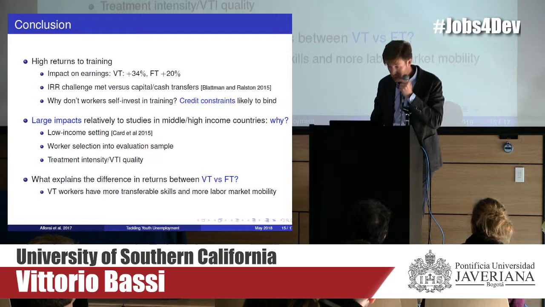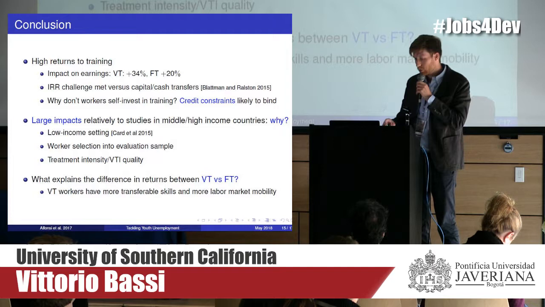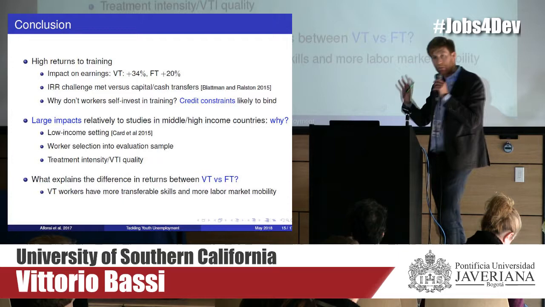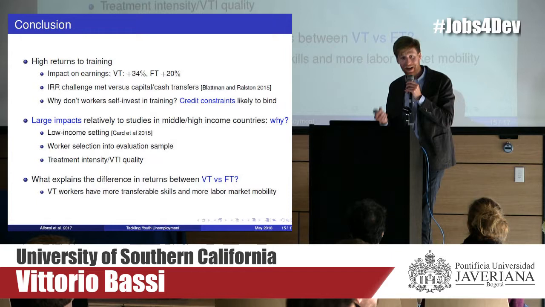So just to conclude, I think we have documented high returns to training, especially vocational training. And so the key question is, again, why don't these workers self-invest in this training? These training centers are there, the workers can go. Well, we point to credit constraints as an important mechanism here. Now, this is not the average unemployed youth. These are poor unemployed youth. They showed a large willingness to do this. They went through a lengthy application process. And so we think credit constraints could actually bind for this kind of population.